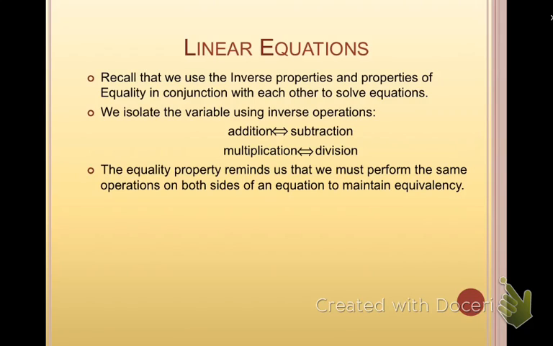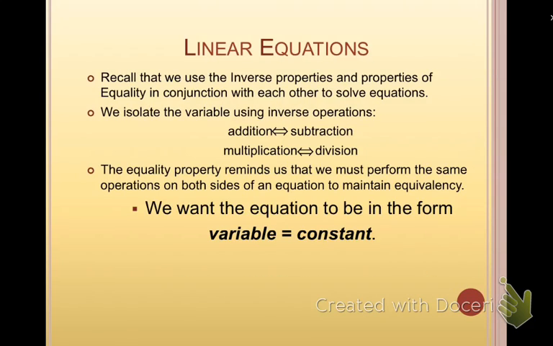The equality property tells us that we have to do the same thing on both sides of the equation. If we add something on one side, we have to add the same thing on the other. Or if we divide by one thing on one side of the equation, we have to divide by the same thing on the other. When we use those properties in conjunction with each other, our goal is to get the equation to be in the form the variable equals a constant.